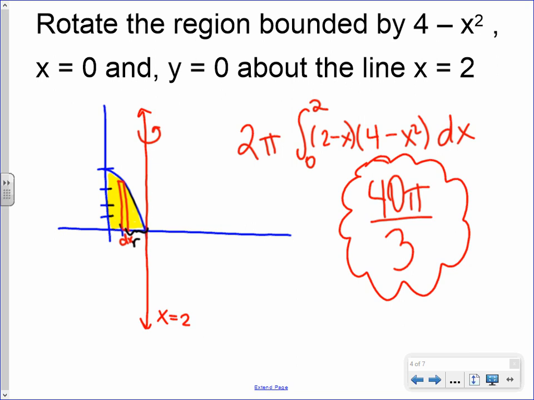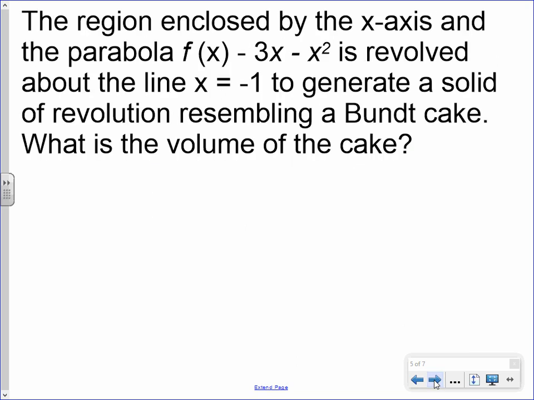All right, next region. Okay. Our next region, we are taking 3x minus x squared and revolving it around the line x equals -1 to generate a solid resembling a bundt cake.